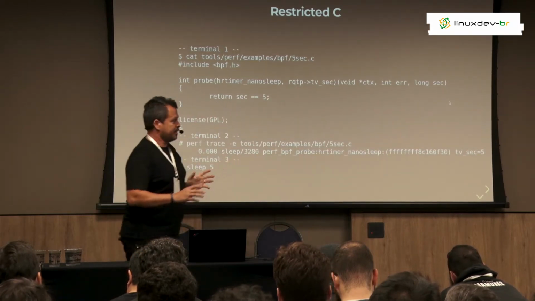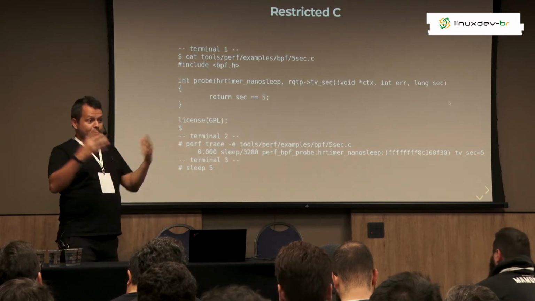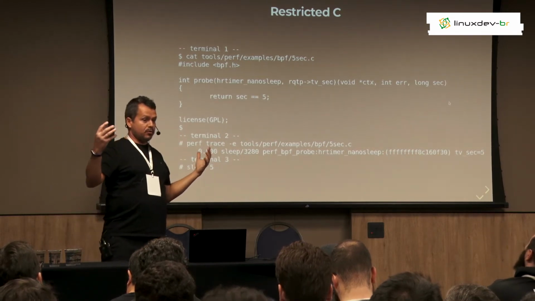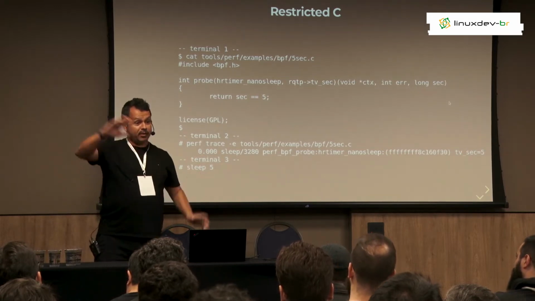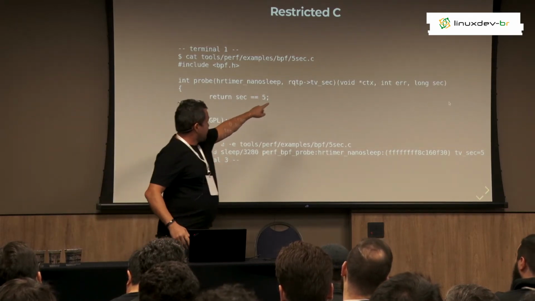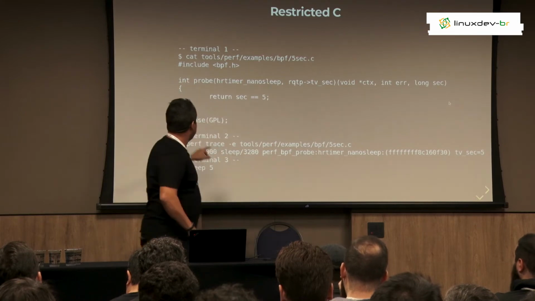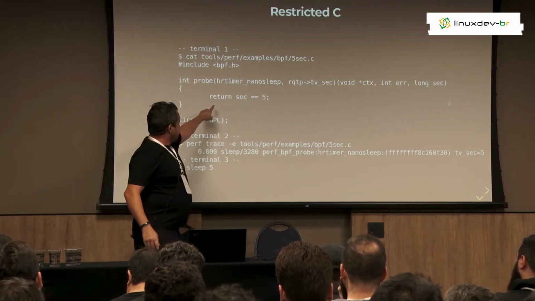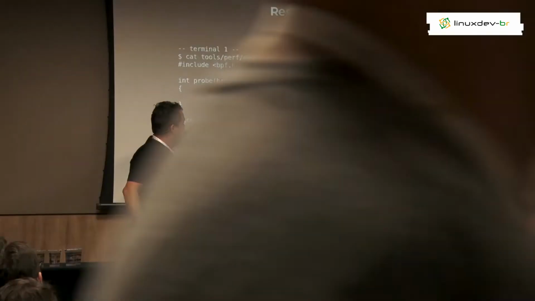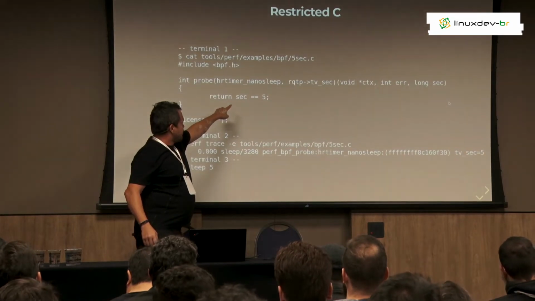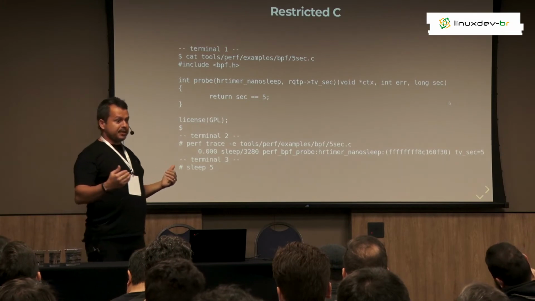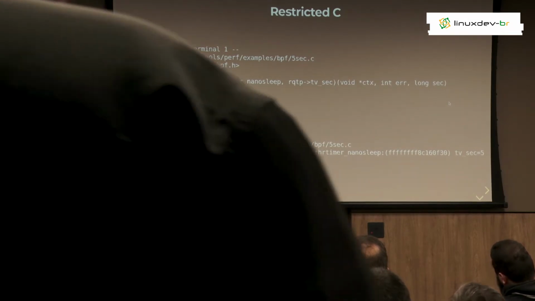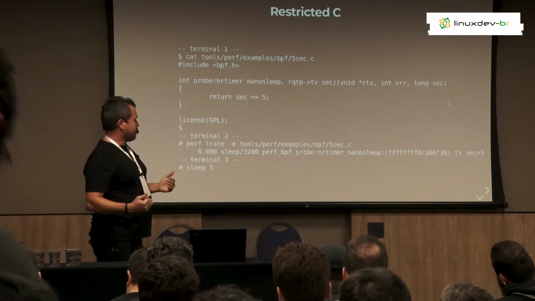So what does it do? If any program in the system asks the kernel to sleep for 5 seconds and something, then this variable will have this 5. And then here, if this variable sec is 5, it returns true, which means don't filter this. Put it into the perf ring buffer.